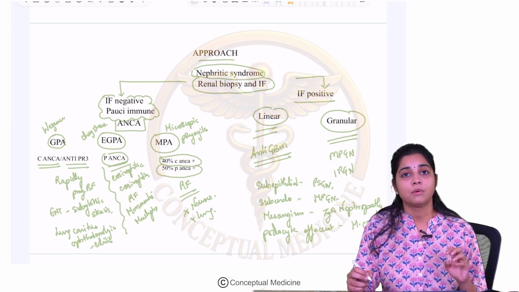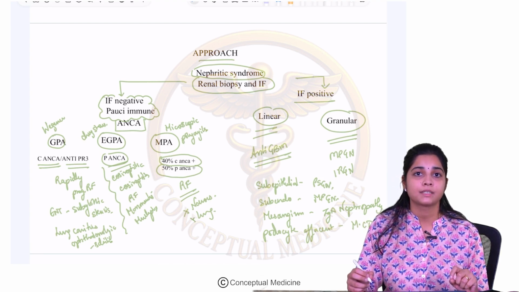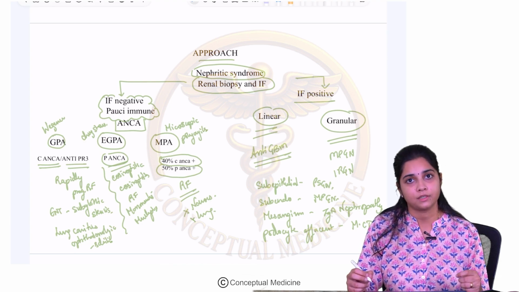Okay. So this is about your approach to glomerulonephritis. In the next session, we will be discussing each of these nephritic and nephrotic syndromes in detail.